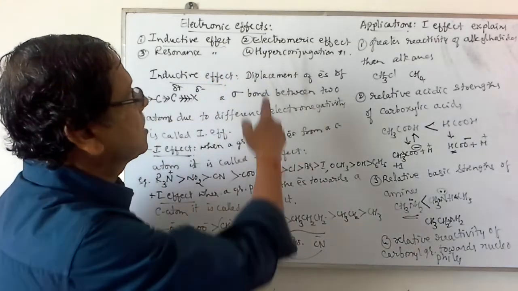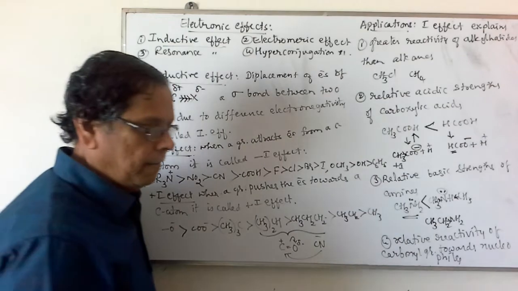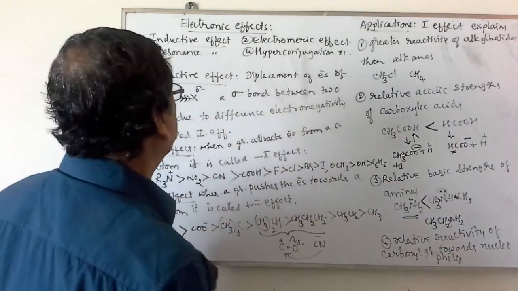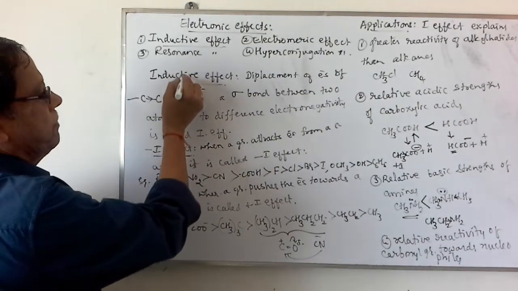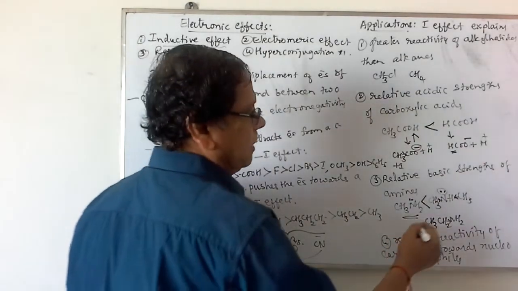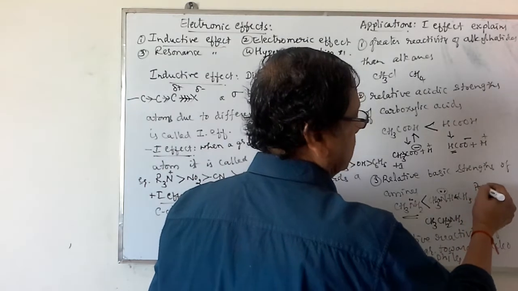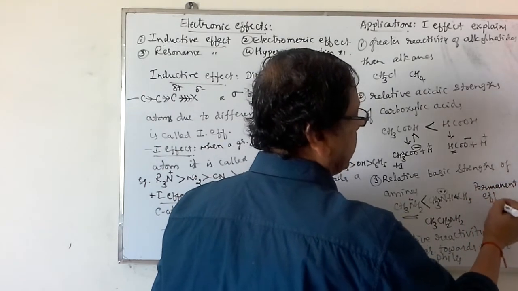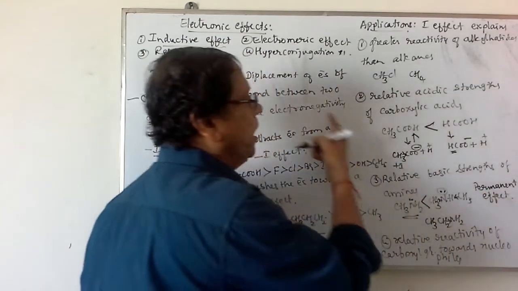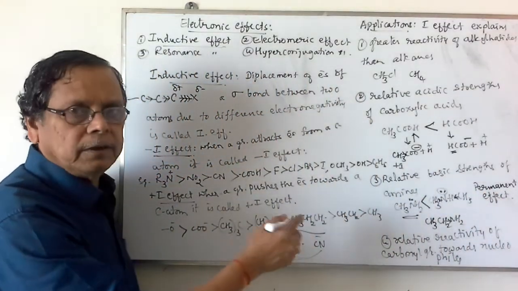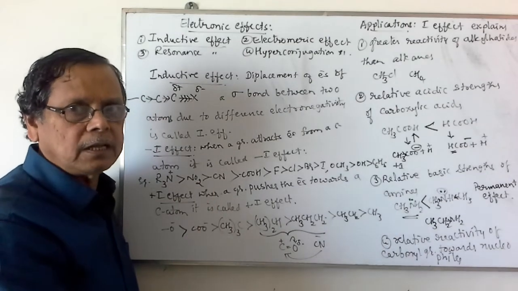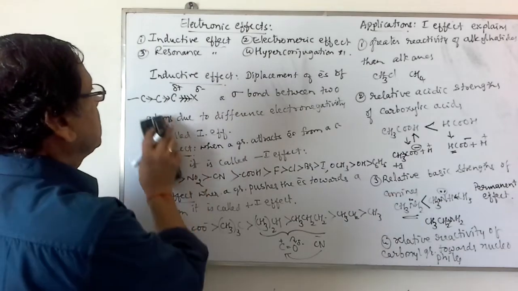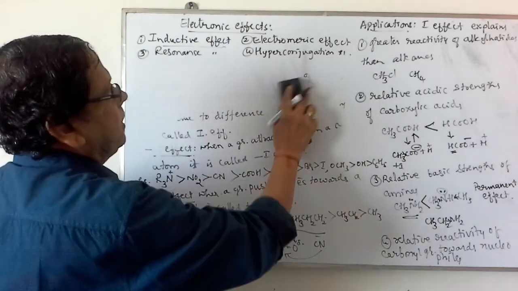Now let us consider the second one, that is the electromeric effect. One more piece of information regarding the inductive effect is that it is a permanent effect. That means that in the molecule itself there is a polarization even when it is not undergoing any reaction. So it is a permanent effect. Coming to the second one, the electromeric effect.